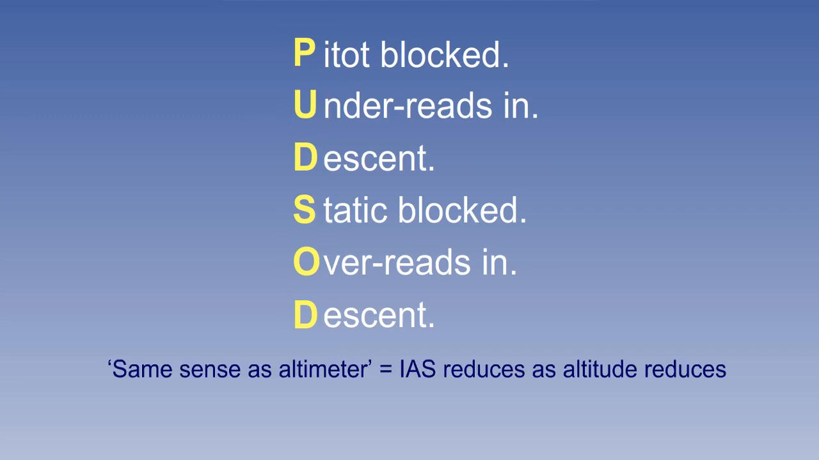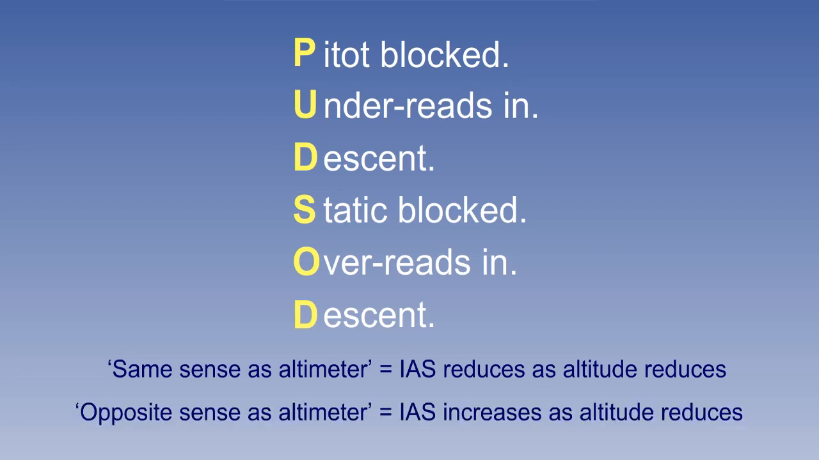Also, examiners sometimes set questions in which, with a pitot blockage, they use the term, the ASI acts in the same sense as an altimeter. All that this means is that the indicated speed reduces as the altitude reduces. Conversely, with a static blockage, the ASI acts in the opposite sense to an altimeter. That is, the indicated speed increases as the altitude reduces.